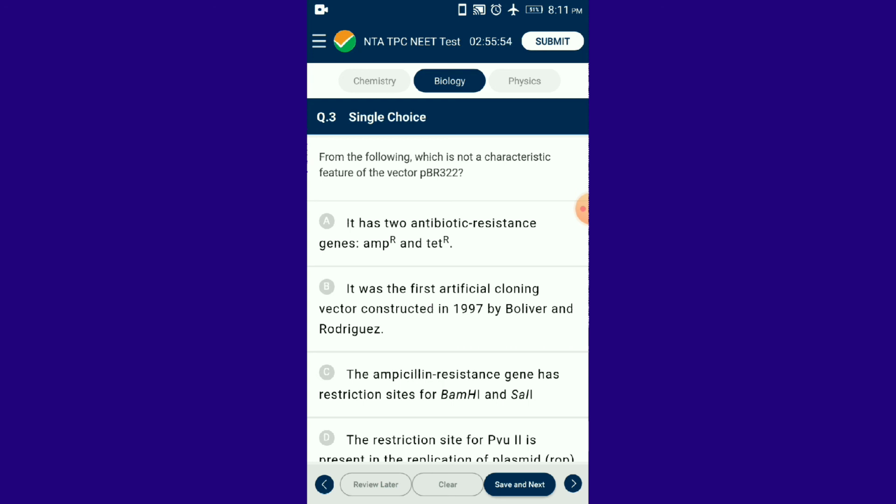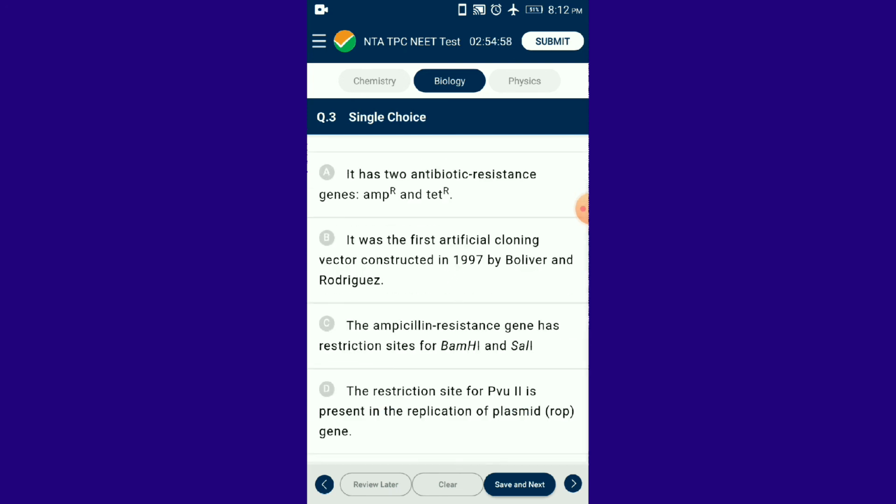Question number 3. From the following, which is not a characteristic feature of vector pBR322? pBR322 was the first artificial cloning vector constructed by Bolivar and Rodriguez in 1977. In pBR322, p refers to plasmid, BR refers to Bolivar and Rodriguez, the scientists that constructed this plasmid. 322 refers to the number given to distinguish this plasmid from other plasmids developed in the same laboratory. Plasmid pBR322 contains 2 resistance genes, namely ampicillin resistance, that is AmpR, and tetracycline resistance, that is TetR. These resistance genes are used as selectable markers. So the answer for this question is option C, the one that is not a characteristic feature of vector pBR322.